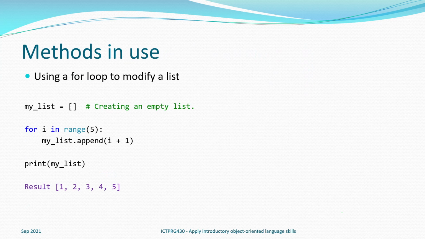So, here we have it. We're going to create an empty list called myList. And for I in the range of 5, I'm going to append I plus 1. And then we're going to print it. So, whilst in the loop, we're filling the list. Once we finish, we exit and print the resulting values in the list.